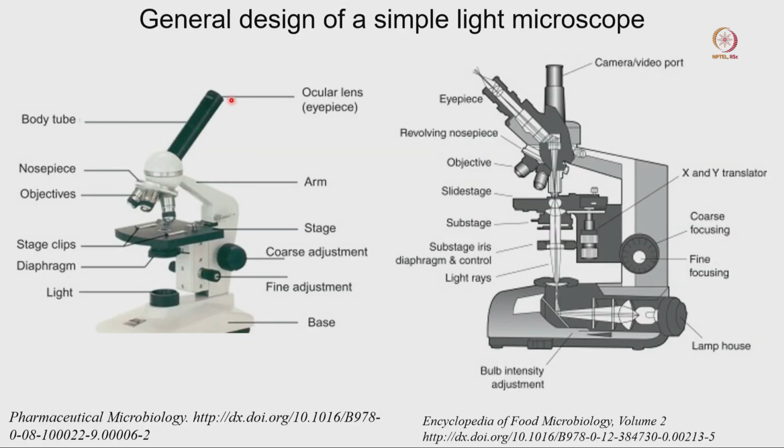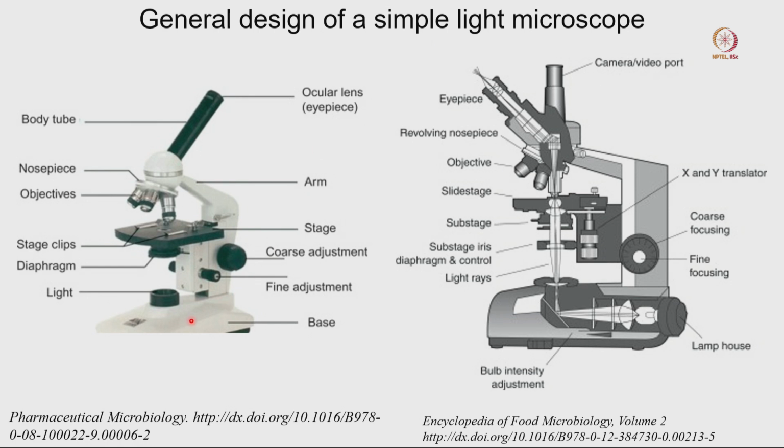Okay, now let us take a look at the general design of a simple light microscope. That will really help us to discuss the overall architecture and anatomy of the electron microscope. If we remember the overall architecture of the light microscope, it will really help us to compare both microscopes side by side.